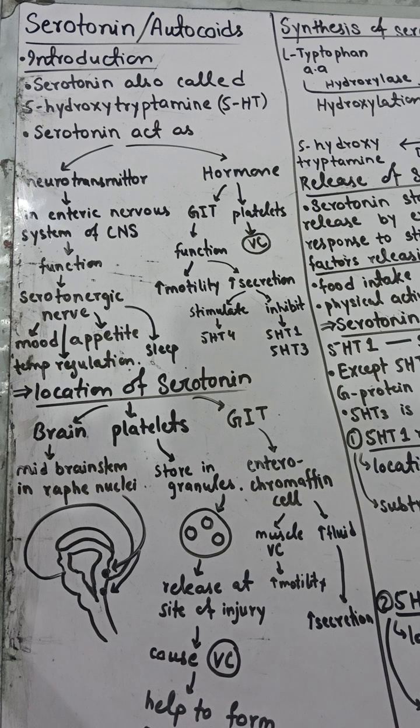So in this lecture, we are going to start the next autocoid, and this autocoid is about serotonin. In the previous lecture, we discussed our first autocoid, which is histamine. I also explained what autocoids are.